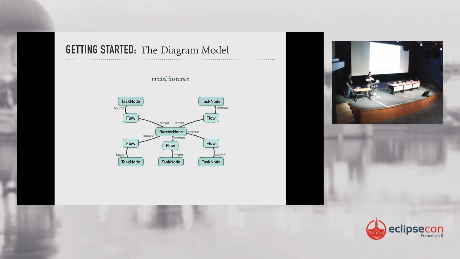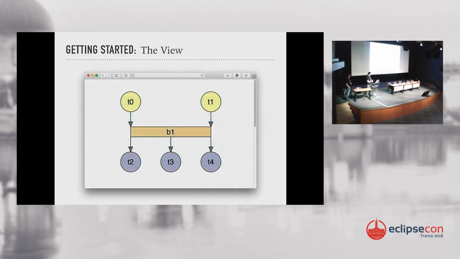And then at one point, as explained by Jan before, we need to transform this structure into SVG. So it's something that can be rendered by the browser. And in this example, we transform every task node into a circle, every barrier node into a rectangle. And then it might look like this, which is similar to what you have seen before.